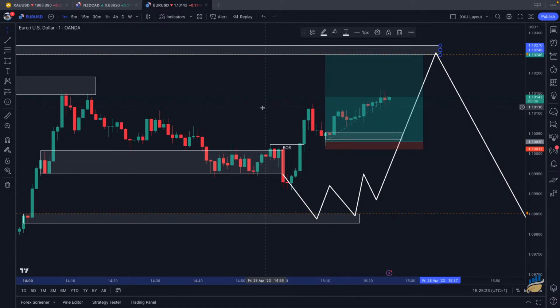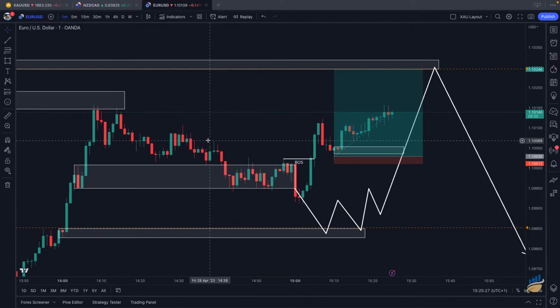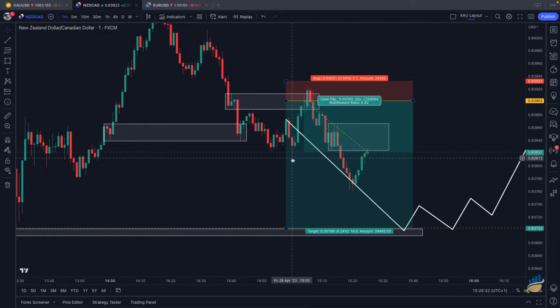However, we can't be certain, but that would be good. Price has tapped into this one. We want to see rejection now. We want to see price continue trading us lower. So you could have looked to have sold from this zone.